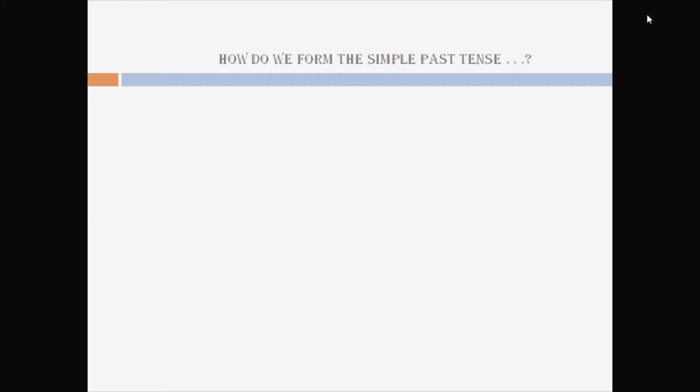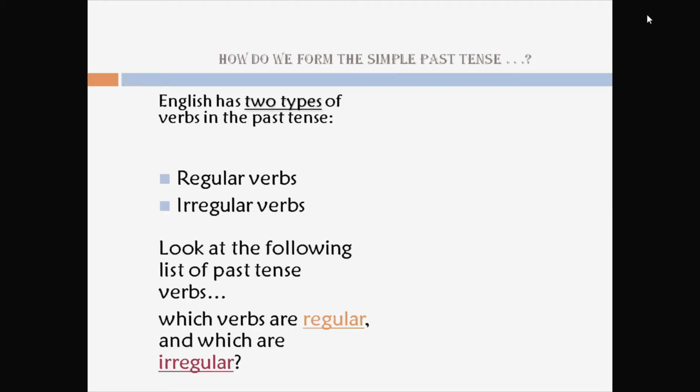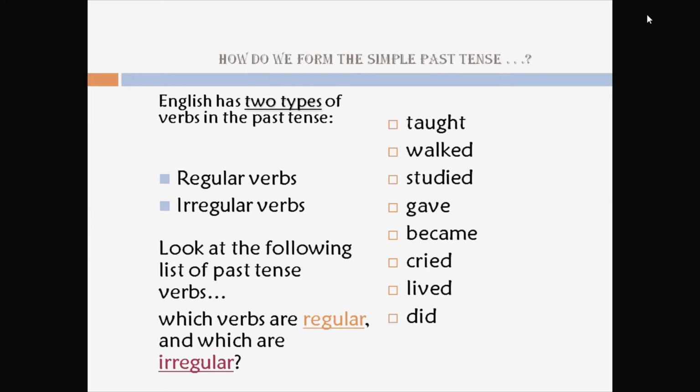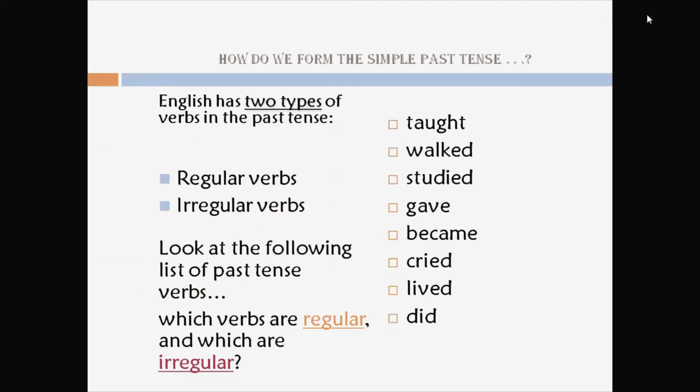How do we form the simple past tense? What is the structure? When we are using this, we have two types of verb forms. What are those in past tense? One is regular and the other is irregular. Regular verbs and irregular verbs. Now, look at the following list of past tense verbs. Which verbs are regular and which are irregular? Taught, walked, studied, gave, became, cried, lived, did. These are the words I am giving you.